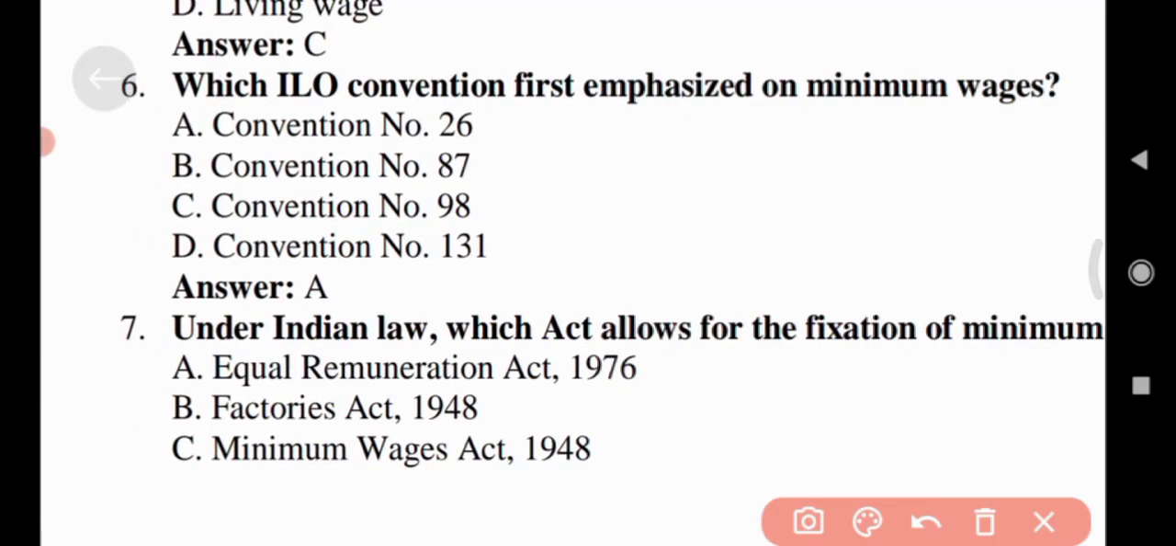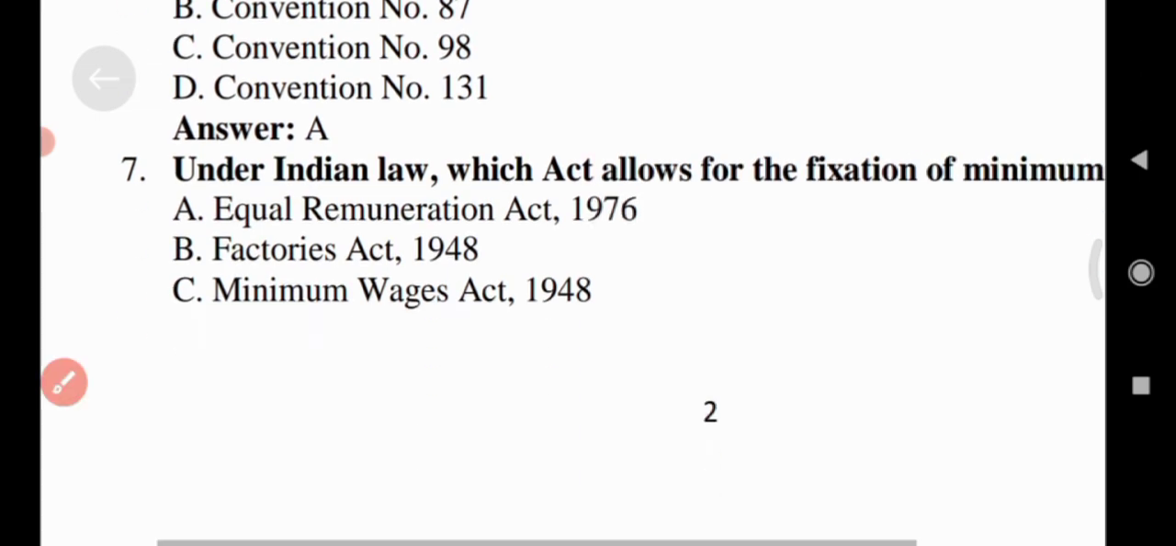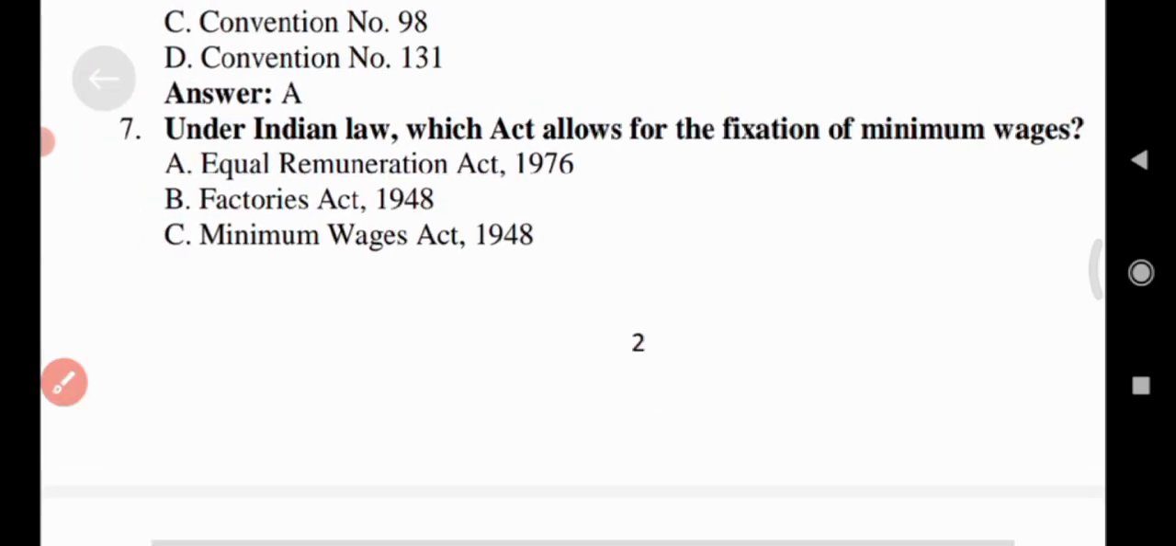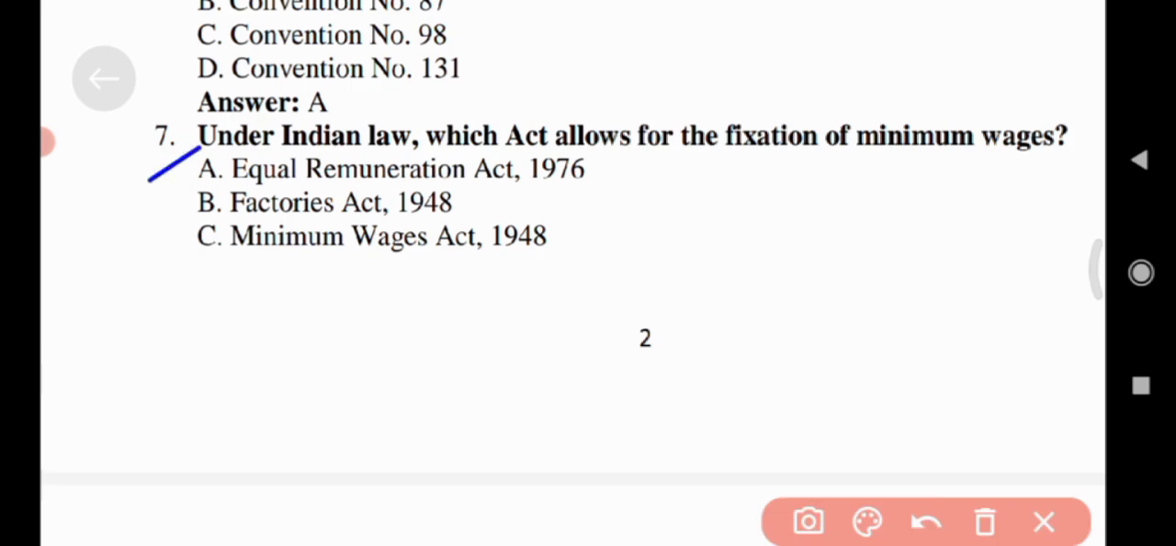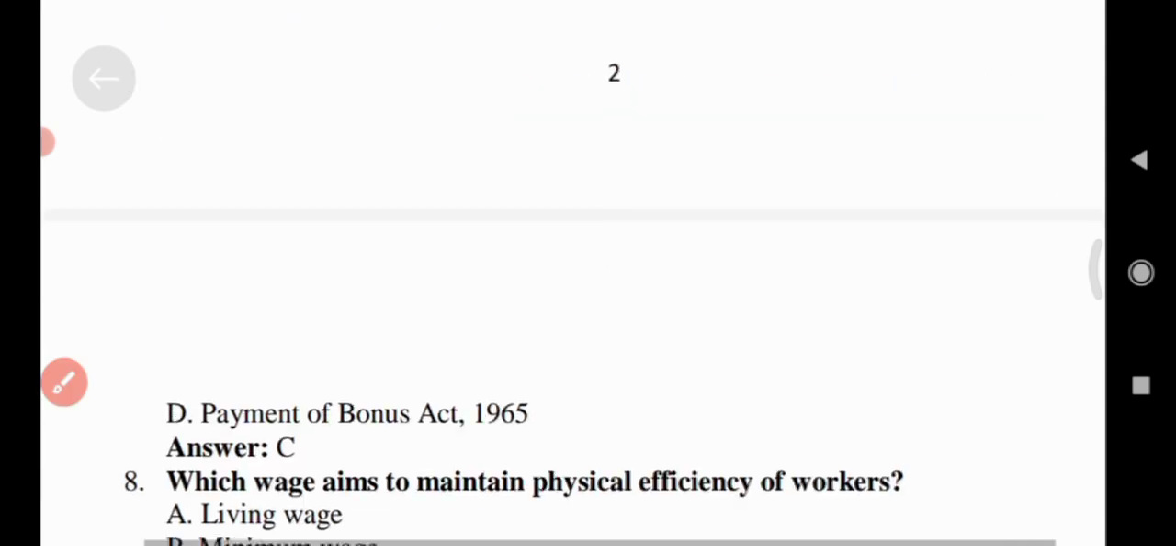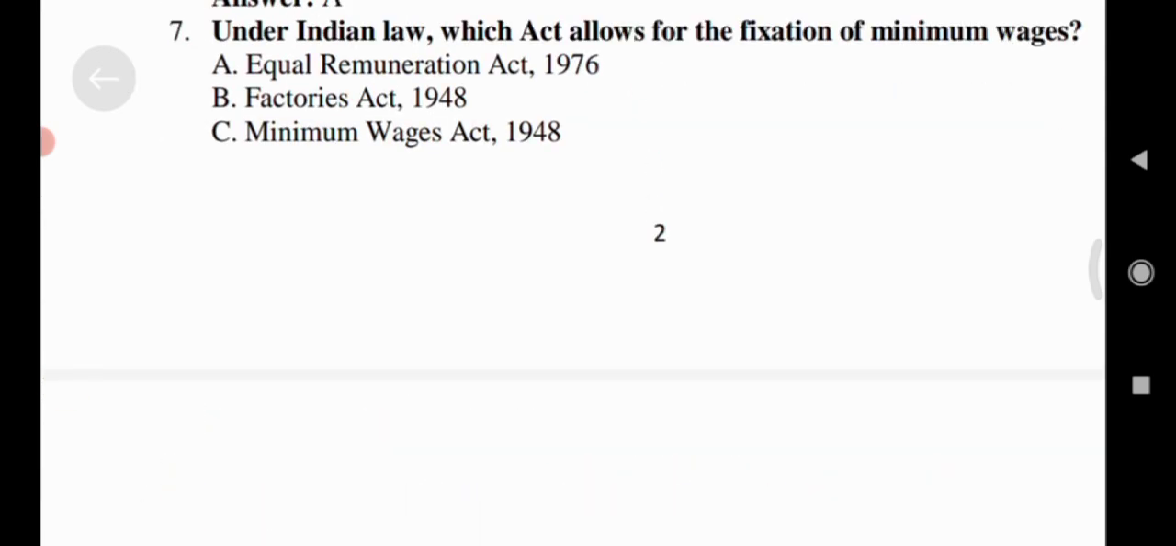Which ILO convention first emphasized on minimum wages? Option A: Convention number 26. Under Indian law, which act allows for the fixation of minimum wages? Option C: Minimum Wages Act 1948.